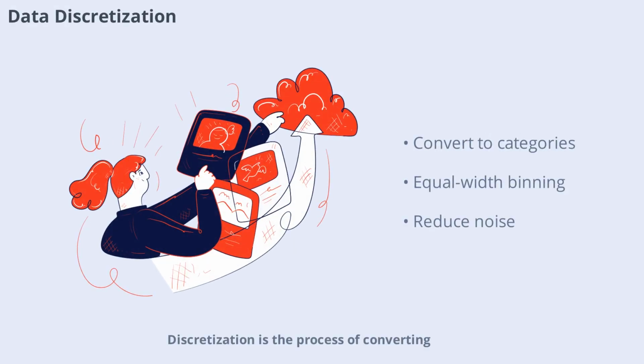Discretization is the process of converting continuous data into discrete categories or intervals. This can make data easier to interpret and is useful for certain algorithms that require categorical input. Methods include equal width binning, equal frequency binning, and clustering-based approaches. Discretization can also help reduce the impact of noise and outliers in your data.